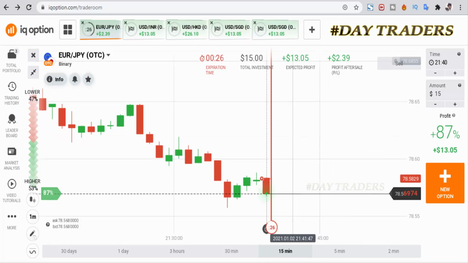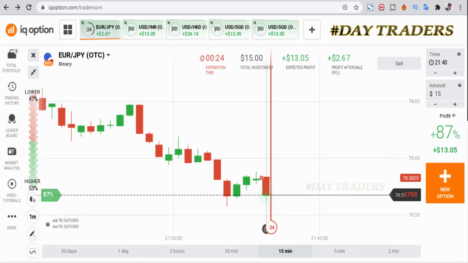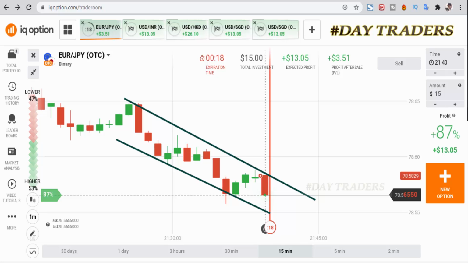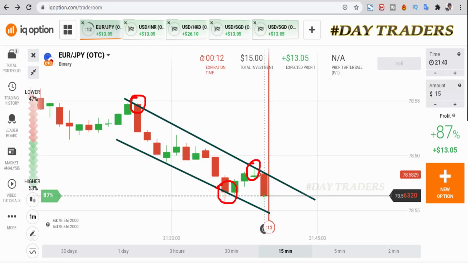So don't go against the momentum, identify the first sellers area and buyers area, and observe the candle behavior. Okay, after that you can place a trade.